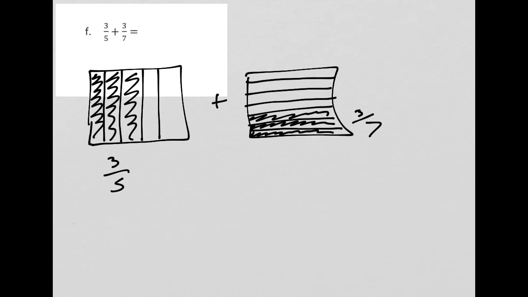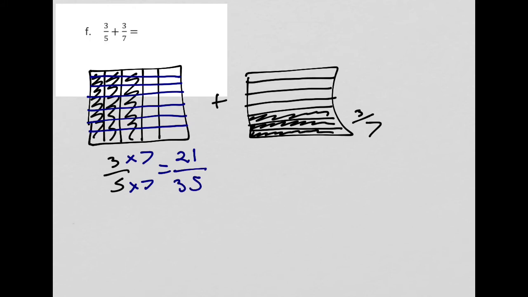I need to make them the same size. So I'm going to take my fifths and split them into sevenths. 1, 2, 3, 4, 5, 6. So basically I'm timesing by 7, which gives me 21/35. And I can double check that by counting. 1, 2, 3, 4, 5, 6, 7, 8, 9, 10, 11, 12, 13, 14, 15, 16, 17, 18, 19, 20, 21 out of 35. Good.